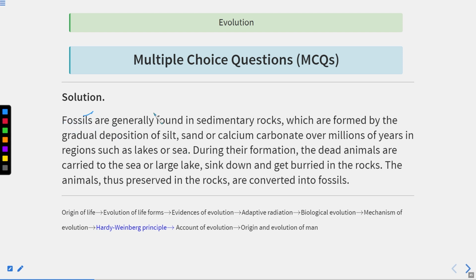Now fossils are generally found in sedimentary rocks, which are formed by the gradual deposition of silt, sand, or calcium carbonate. And they are formed over millions of years in regions such as lakes or sea. Now during the formation of sedimentary rocks, the dead animals are carried to the sea or the large lake. Then they sink down, and they get buried in the rocks. So the animals thus preserved in the rocks are converted later into fossils. So you can say fossils are found in the sedimentary rocks.